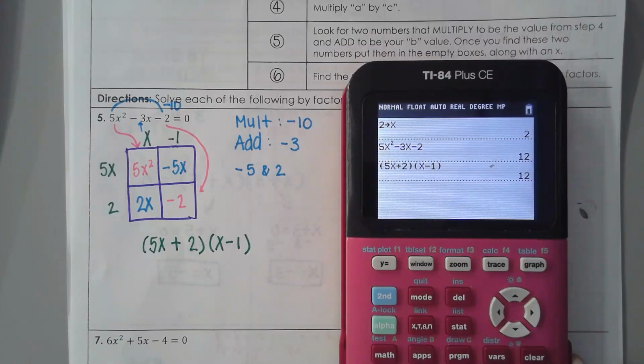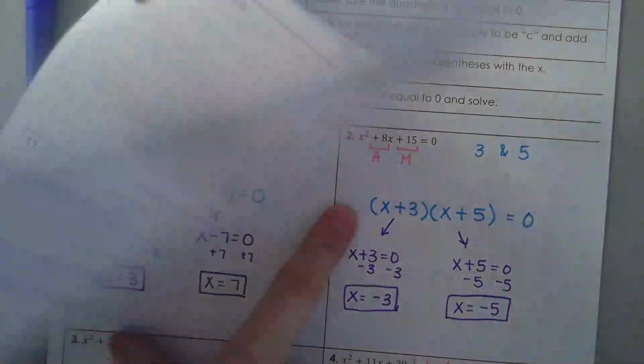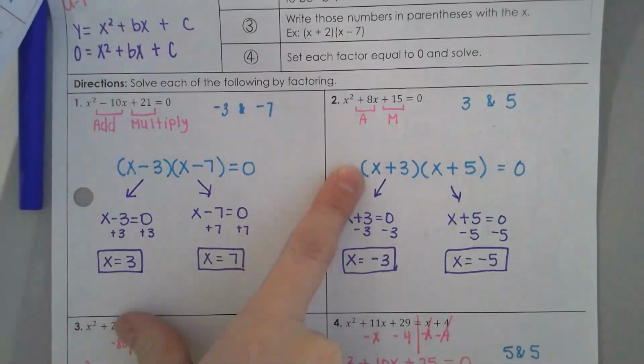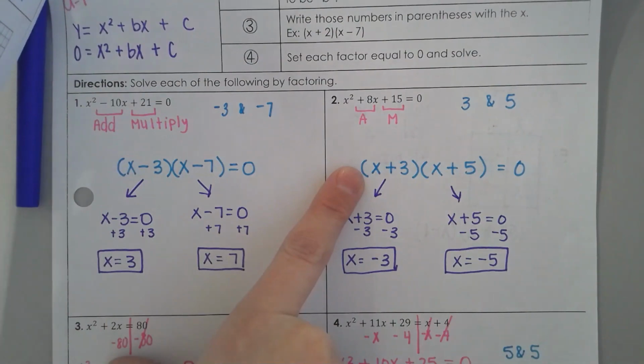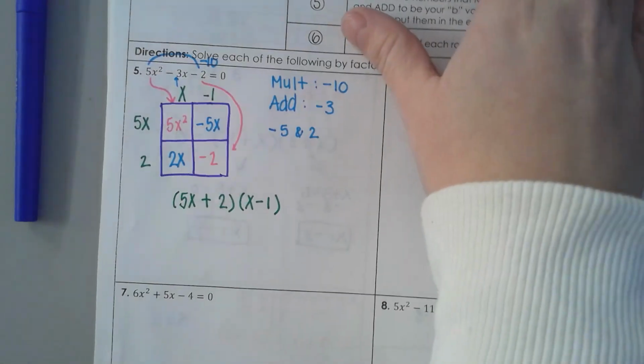Now, yesterday, we got our factors really quickly. Okay, that was really quick. What did we do after we got our factors? Set them equal to 0. And that's what gives us the x-intercepts.